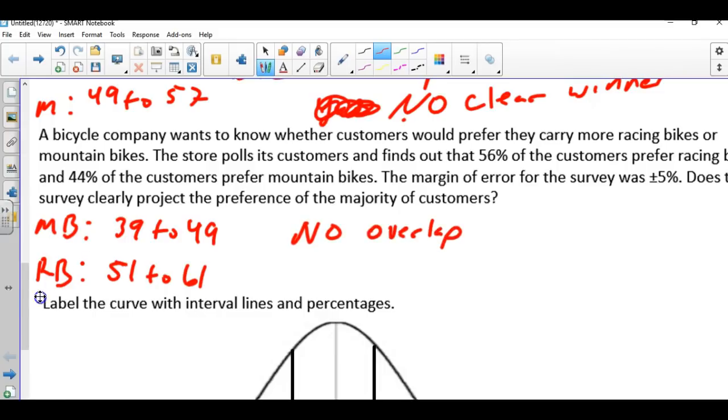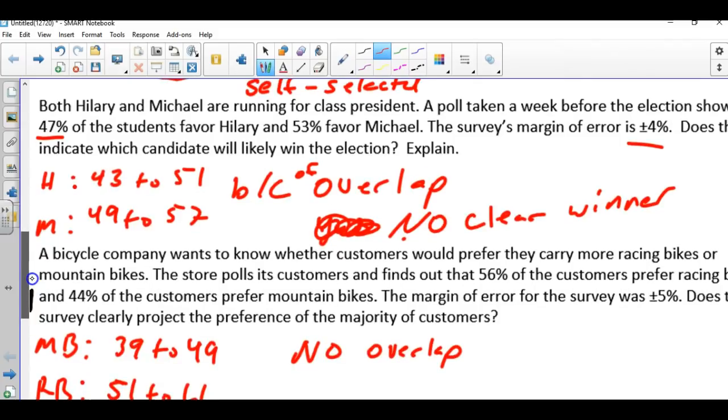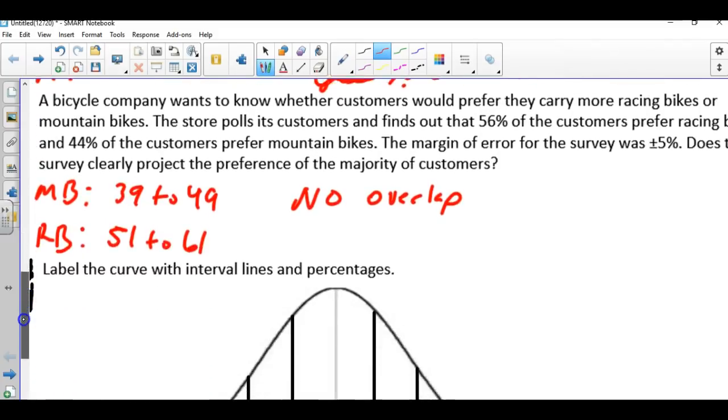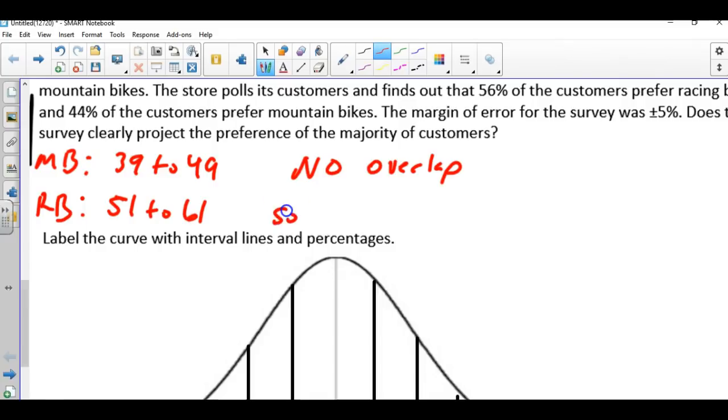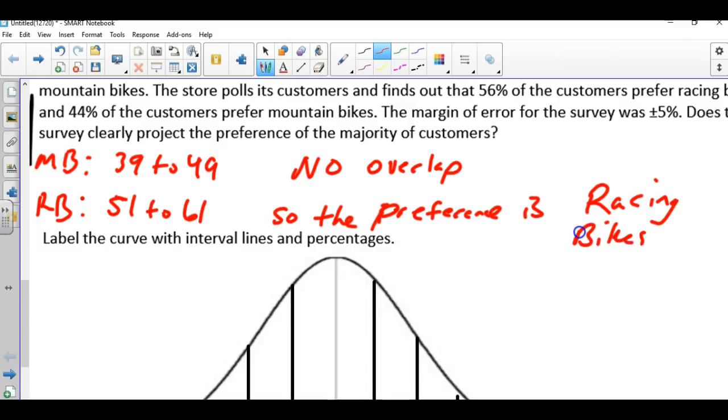Unlike the other one up here, where we had overlap, so no clear winner, here there's no overlap. So there is a clear preference, and the preference is going to be racing bikes. Again, there's no overlap. Overlap is the key word.